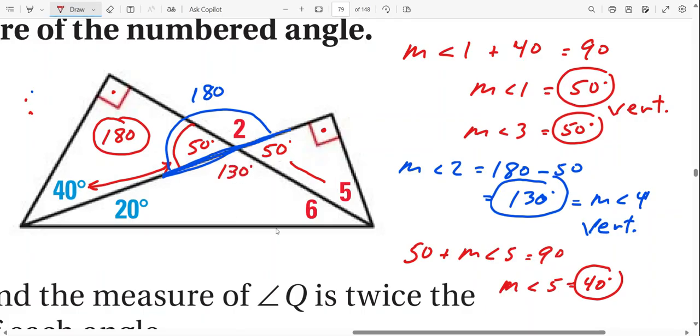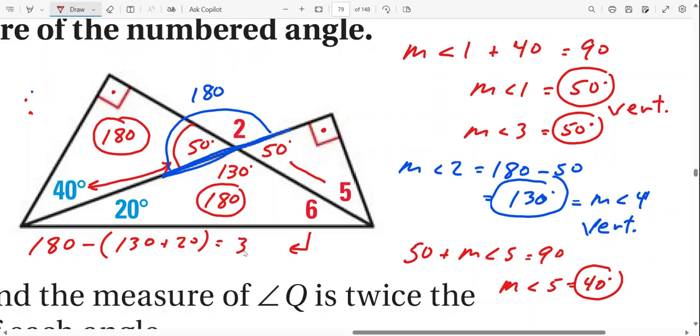So how would we get angle 6, please? 130 plus 20 plus x equals 180. Very good. These three together are inside the triangle. They add to 180 altogether. So you just subtract these two from 180, correct? 180 minus the other two, 130 plus 20. And what is that going to equal? 180 minus 150 is what? 20? Close? 30. 30 degrees for angle 6.